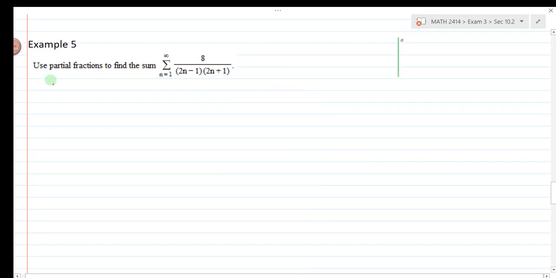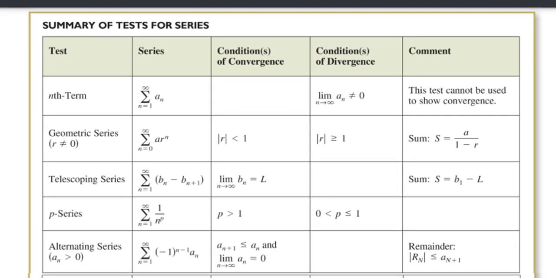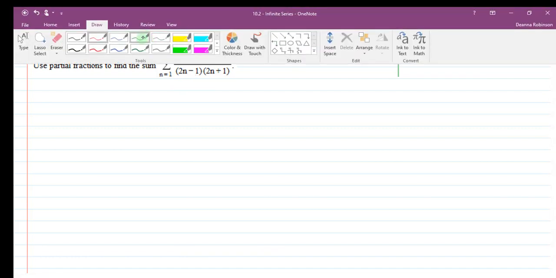In the next problem, example 5 asks you to use partial fractions to find the sum of this series. There's only 2 types of series that I'm ever going to ask you to find the sum for. One of them is geometric, the other one is telescoping. This problem is clearly not geometric, which means it must be telescoping. So we have to use the skills we learned when we did partial fraction decomposition.